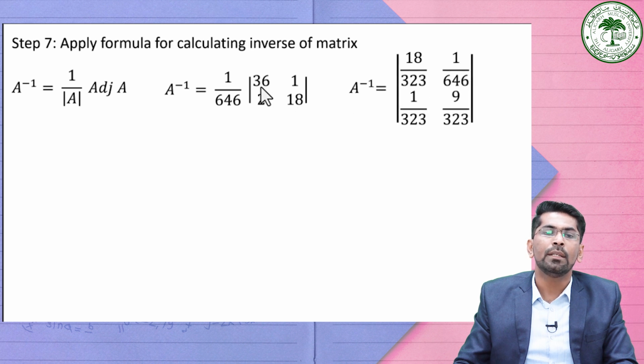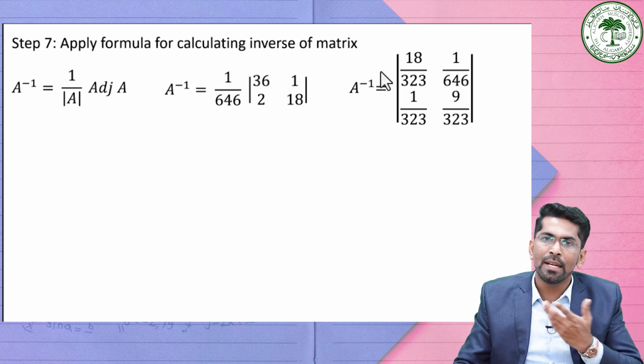It is equal to, by dividing and simplifying, 36 divided by 646, we can write it as 18 divided by 323. Then here 1 divided by 646. Then we have 2 divided by 646, simplify, we can write it as 1 divided by 323. Then 18 divided by 646, we can write it as 9 divided by 323. So this is the inverse of the matrix.